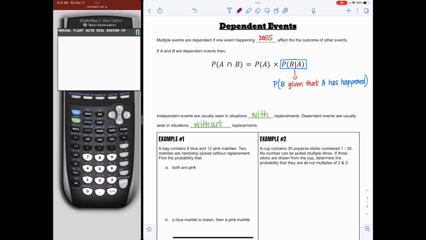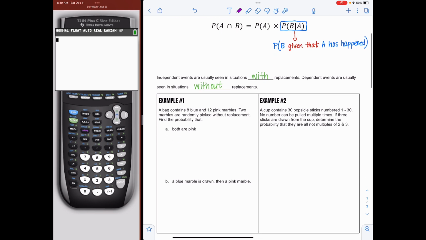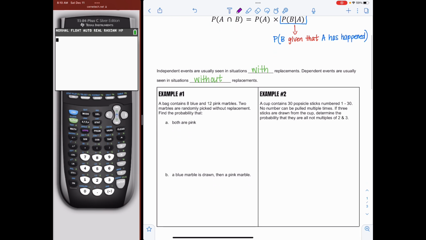All right, let's look at some examples. Example 1, it says a bag contains 8 blue and 12 pink marbles. 2 marbles are randomly picked without replacement. Find the probability that both are pink. So that means that we want to find the probability that we get a pink marble on the first draw and another pink marble on the second draw.